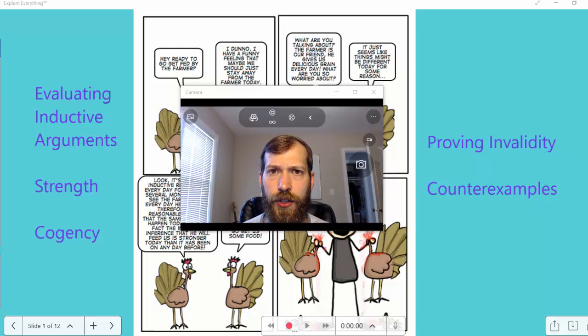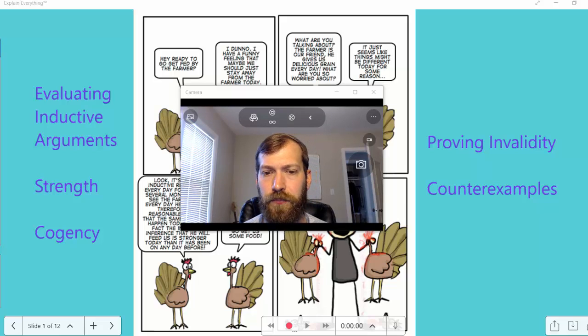So now we're turning our attention to evaluating inductive arguments. And we're going to, again, take a look at a couple of concepts. In this case, strength and cogency. We'll see that a strong argument is analogous to a valid argument. So the concept of strength is going to be closely related, though not exactly the same, to the concept of validity. And likewise, cogency is going to be very like soundness, although it's not going to be the same.